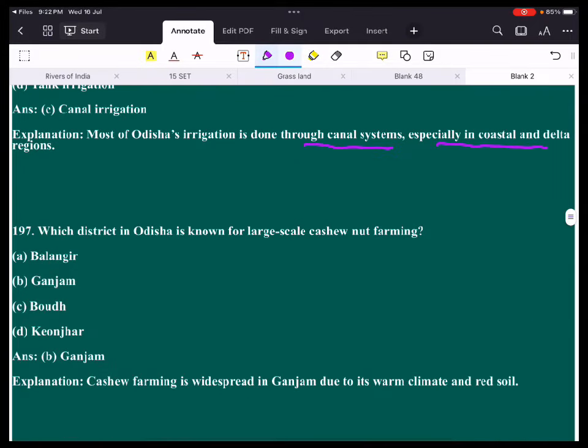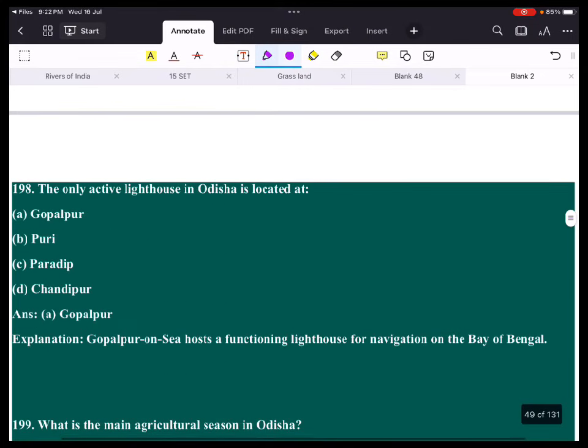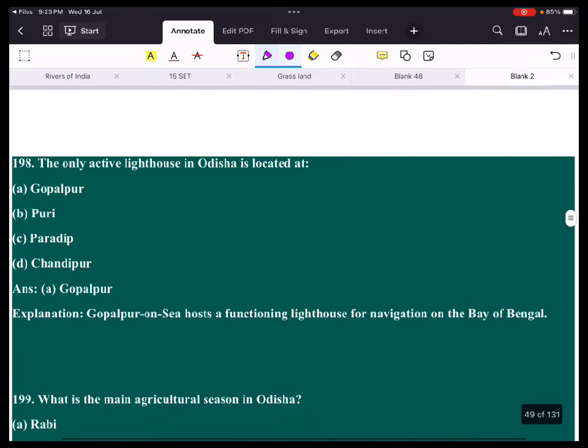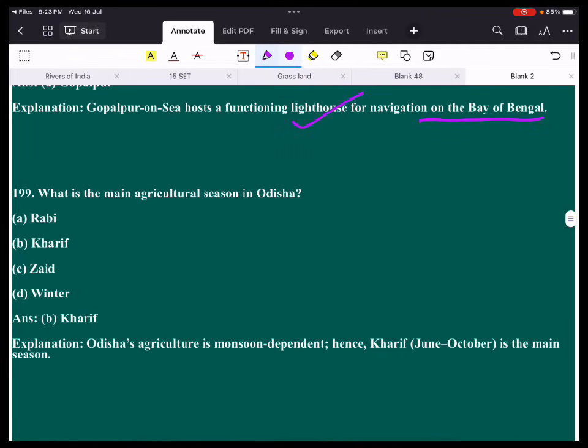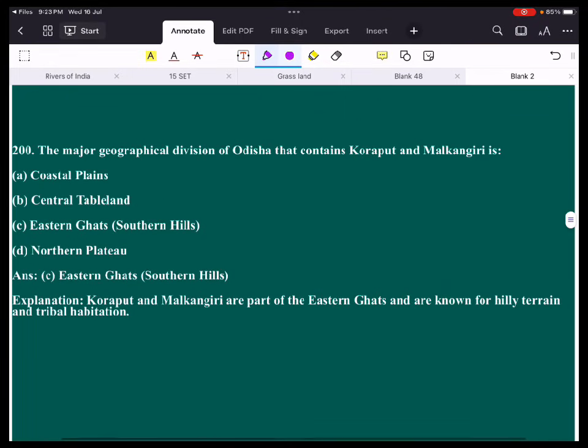Which district in Odisha is known for large scale cashew nut farming? That is option B, Ganjam. The only active lighthouse in Odisha is located at option A, Gopalpur. Gopalpur on Sea hosts a functioning lighthouse for navigation on the Bay of Bengal. What is the main agriculture season in Odisha? That is option B, Kharif. The major geographical division of Odisha that contains Koraput and Malkangiri is the Eastern Ghats, Southern Hills, option C.